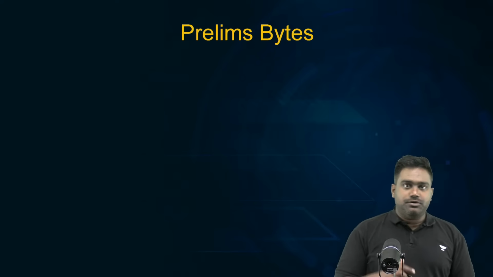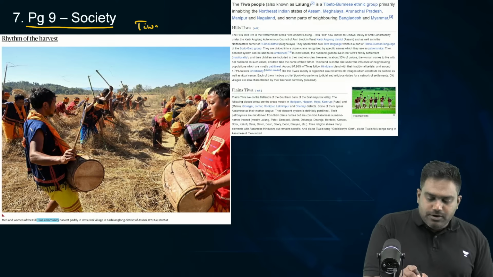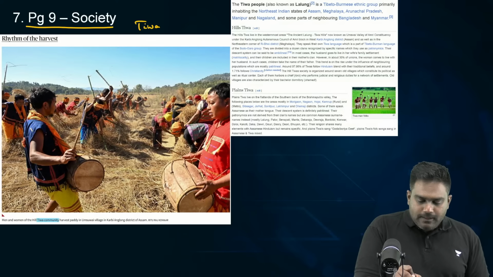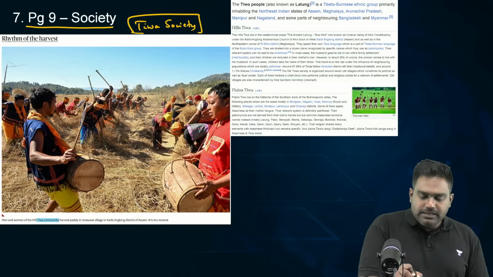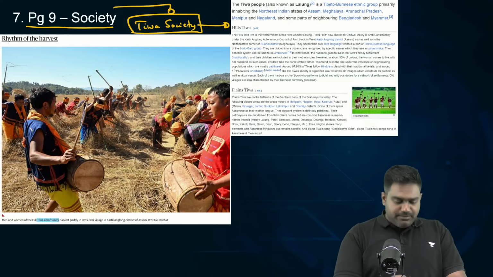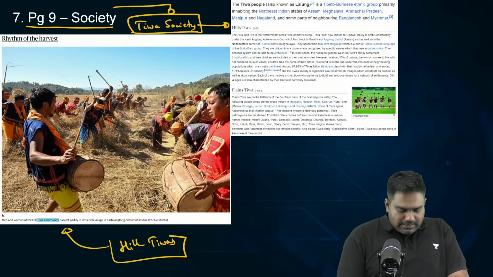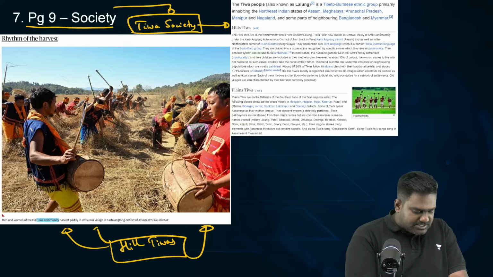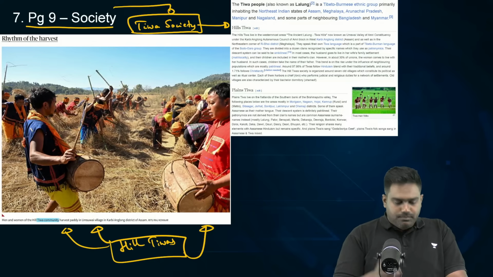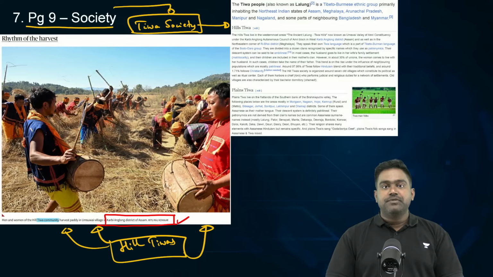Coming to the prelim section, just two topics. The Tiwa society, or the Tiwa community, Tiwa group of people are in the news. The Hindu carries this image of the hill Tiwas marking the harvest festival during the paddy harvest season in Karbi Anglong region of Assam.